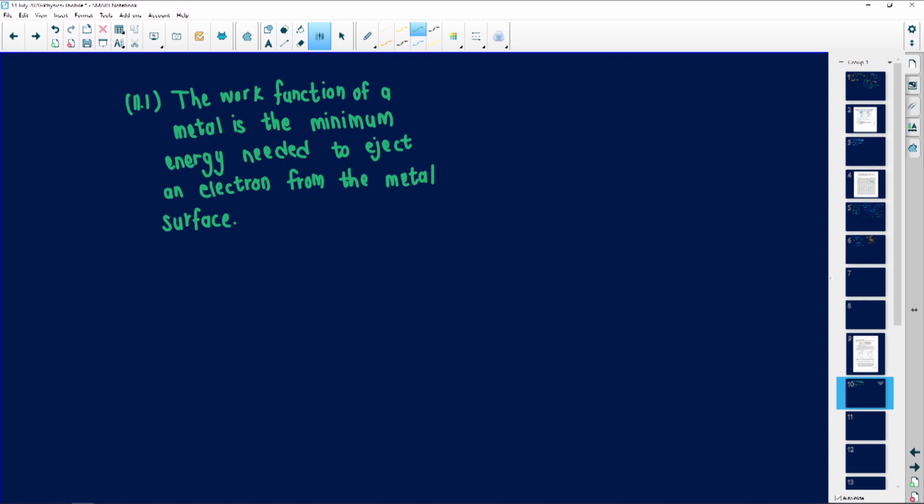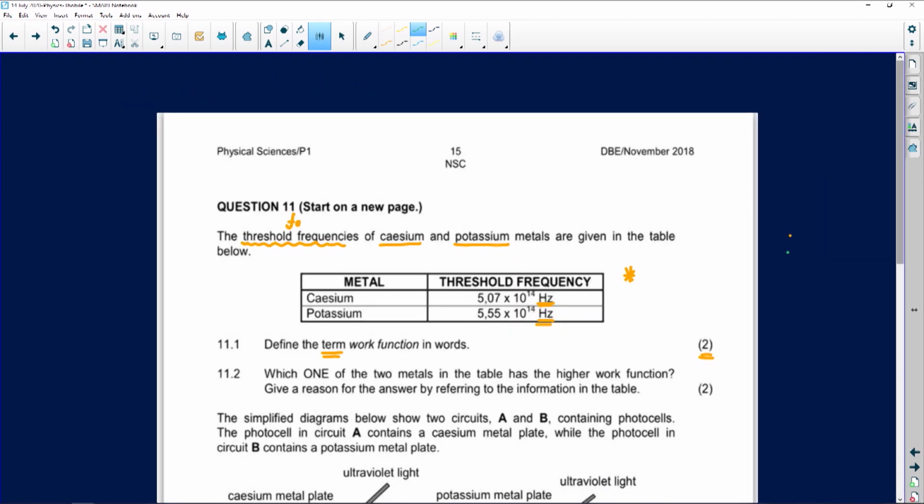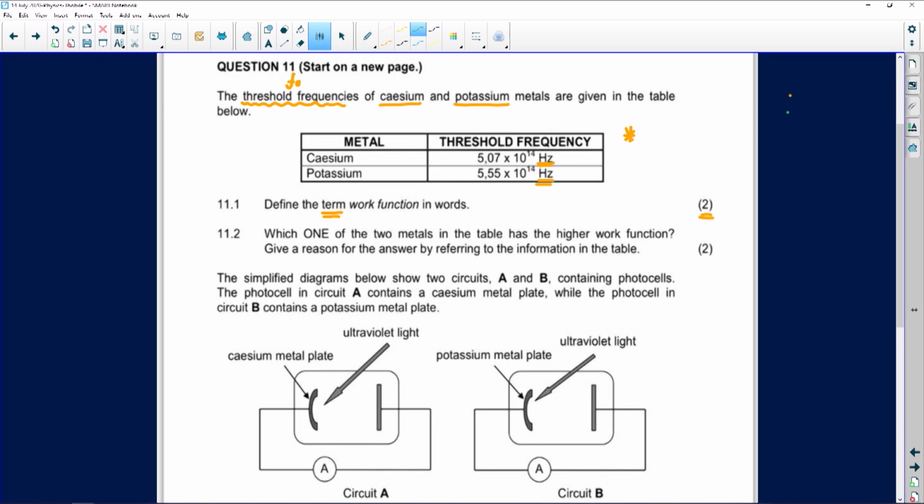Now let's see what our next question says. So that is 2 marks. Remember, we don't fail definitions. We get 4 marks for definitions. So 11.2 says, which one, now they only wrote 1 in capital letters. If you name 2, you might be penalized. Which one of the 2 metals, which 2 metals are they talking about? The ones in the table. In the table has the higher work function.